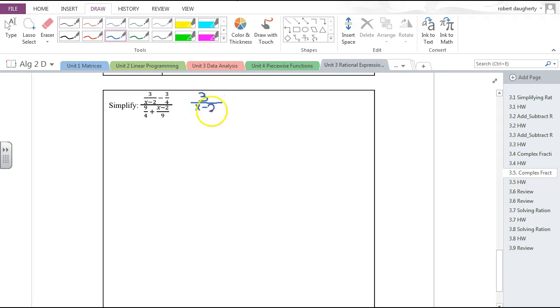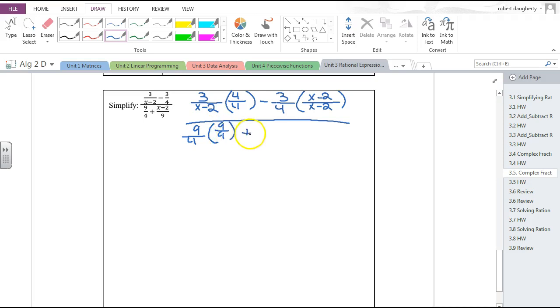So 3 over x minus 2, she's going to multiply that by 4 over 4, minus 3 fourths times x minus 2 over x minus 2. So that takes care of the entire numerator. Big line, 9 fourths gets multiplied by what? Right, 9 over 9. Okay, yeah, so that's all correct.